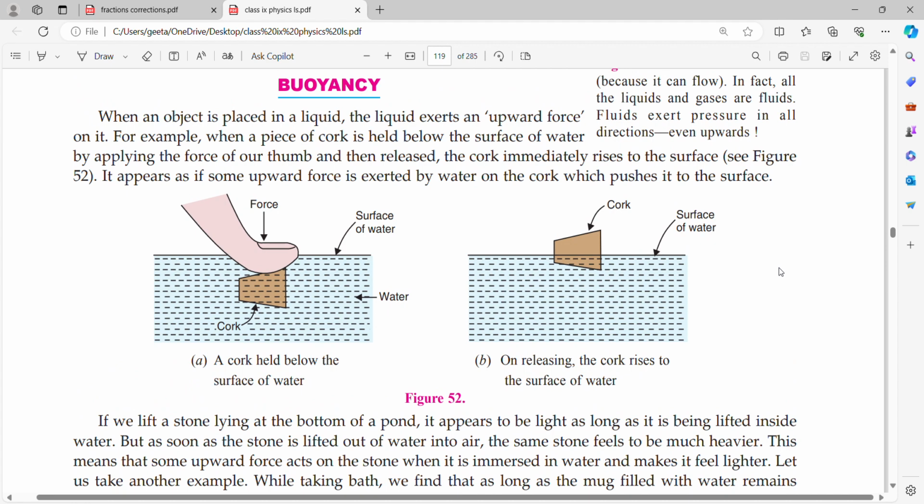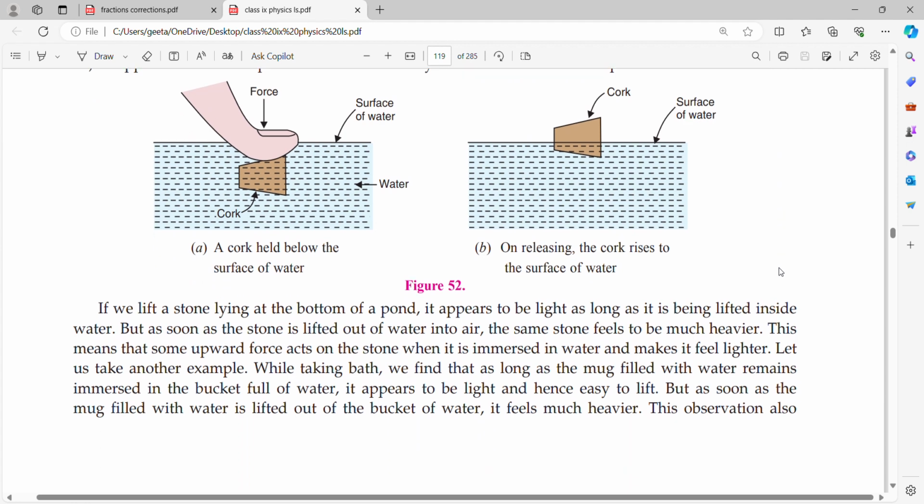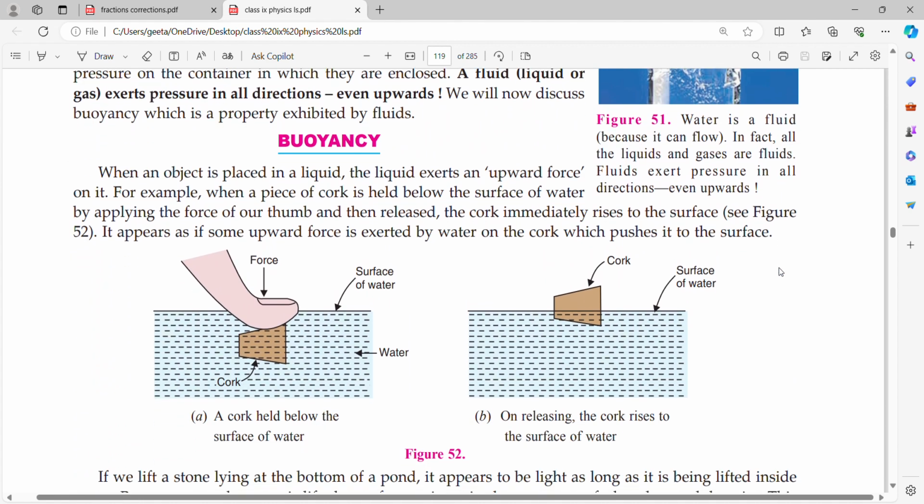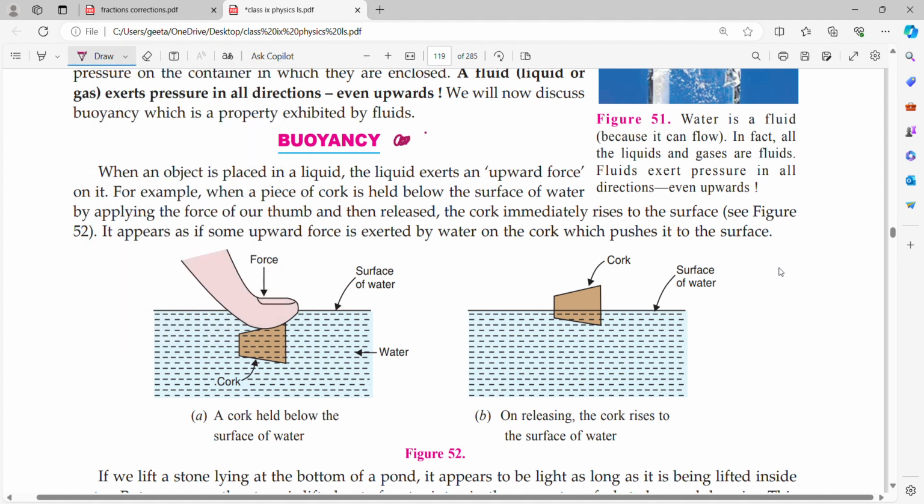Okay. Because a force which is exerted by the liquid on the body is acting through water, through this liquid. What is the name of that force? The name of that force is buoyant force. And this phenomenon is called buoyancy. What is that called? Buoyancy. Okay?